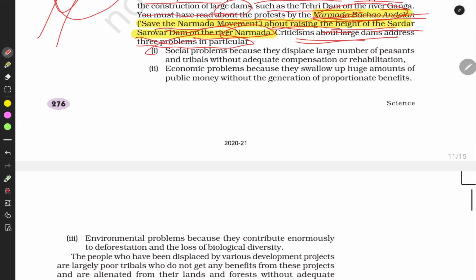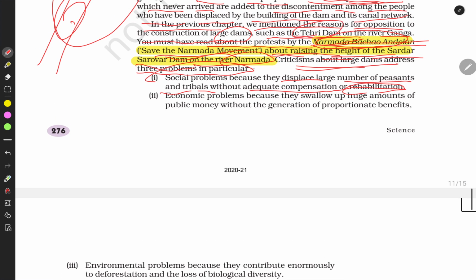A social problem, because they displace a large number of people and tribals without adequate compensation and rehabilitation. This was also happening in the case of the Tehri Dam, in Tehri Garhwal in Uttarakhand. When the dam is built, a lot of people and farmlands get displaced without getting any adequate compensation or rehabilitation, like places to live.